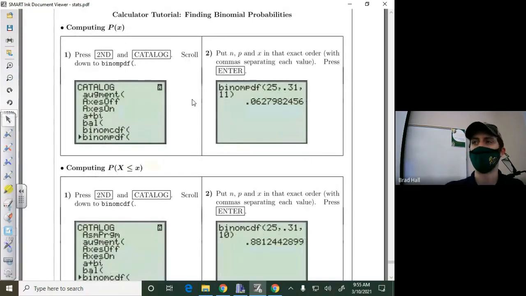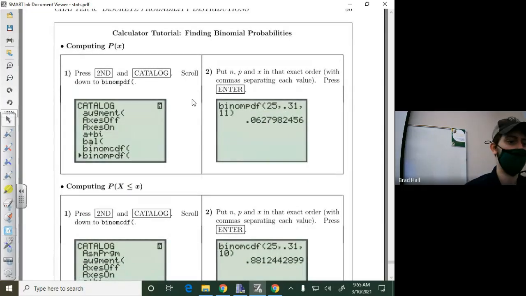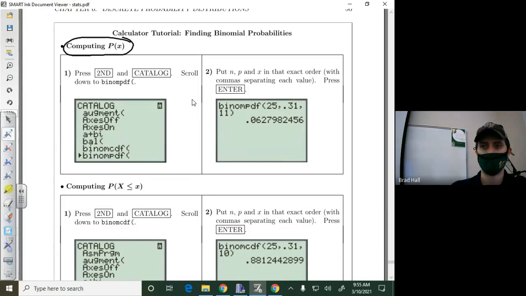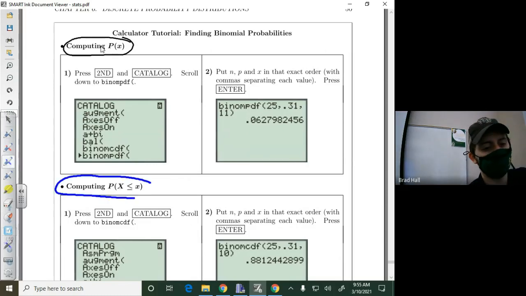So there's two situations that we could have. The situation we have is if x is equal to a specific number. That's what we have so far. When x is just equal to some number, that's when we use this first part. As you can see, the second part down here is whenever x is less than or equal to a number. We'll get to that here momentarily.